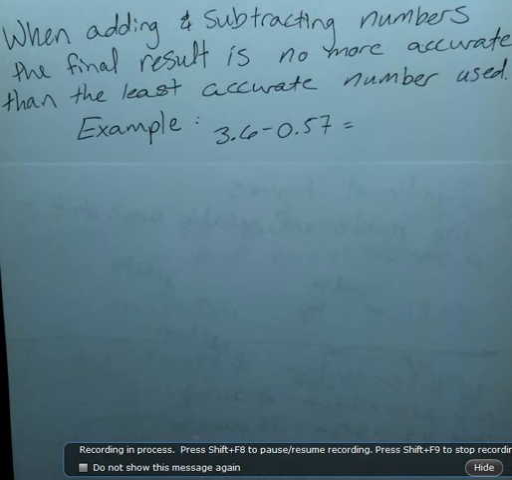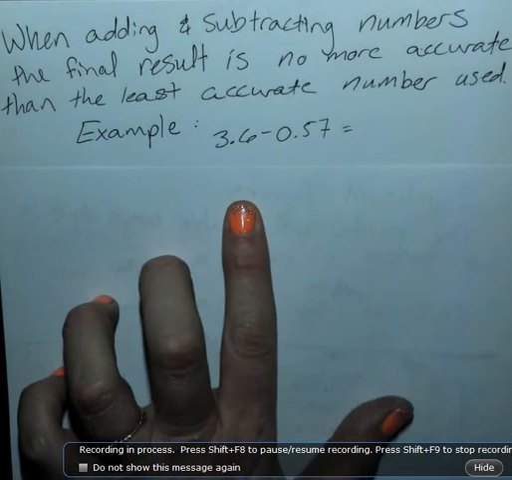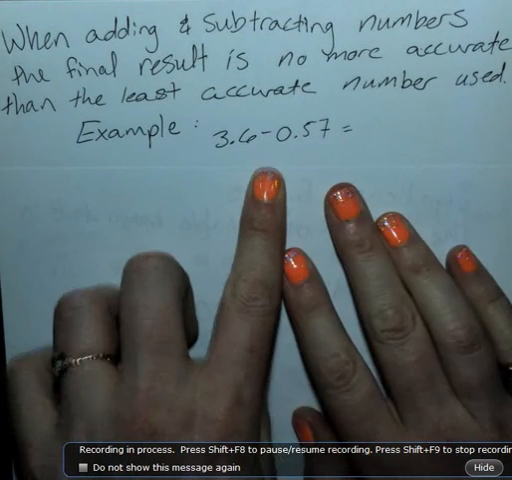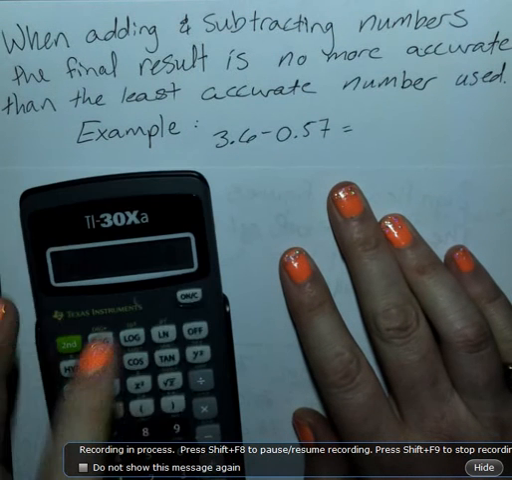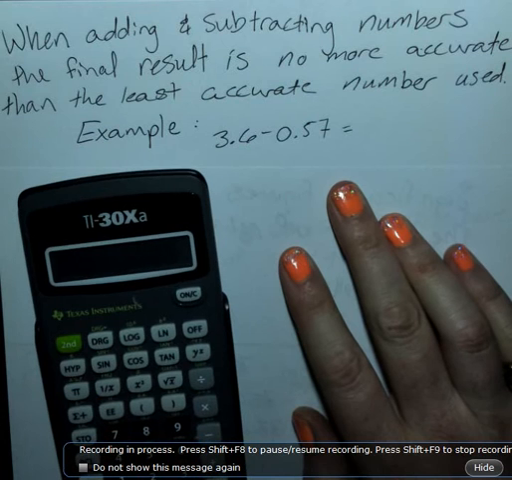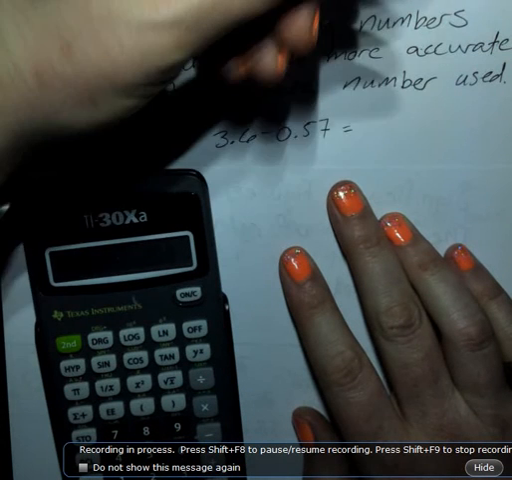So here we're not having to count how many total significant figures. We're just looking at the overall accuracy of a number. I'm going to do a straight subtraction example, 3.6 minus 0.57. 3.6 minus 0.57 gives us the value 3.03.